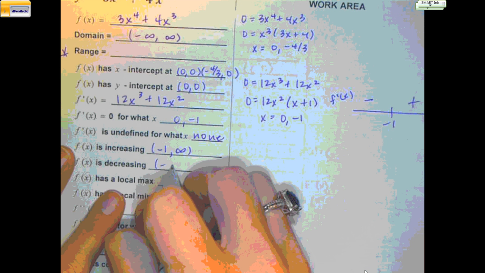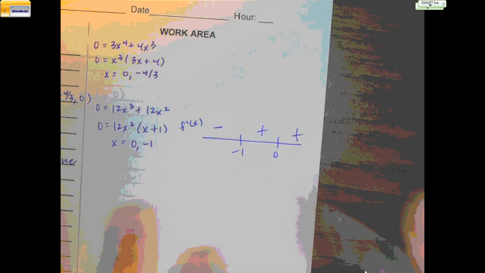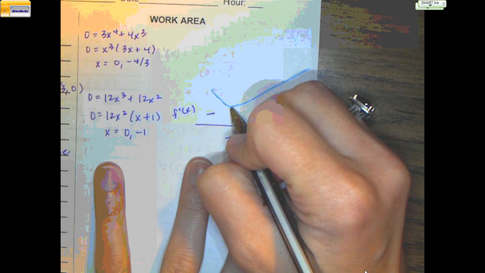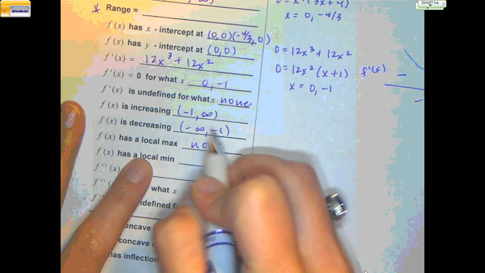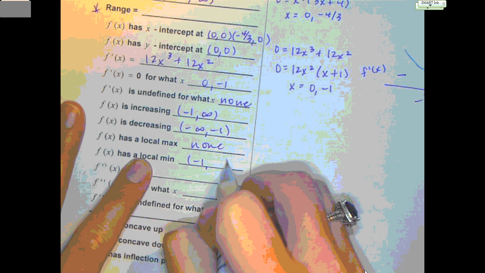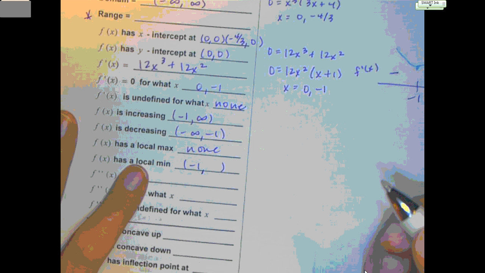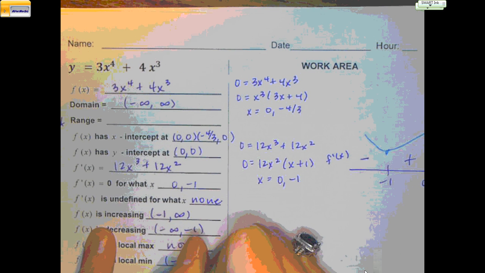Local max and local min. Let's think about this. We are decreasing and then increasing and still increasing. We have no max. Good. We only have a minimum at negative 1 comma something. Take the negative 1, plug it into the original. It's going to give me a 3 minus 4, so a negative 1. Negative 1, negative 1.